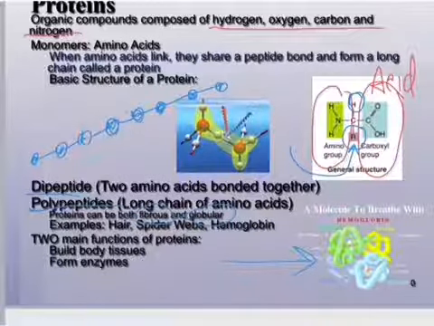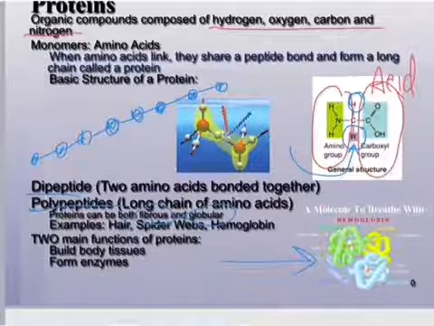The two main functions of proteins are to build your body tissues and to work as enzymes in your body. But proteins probably are the most diverse in function of any of the organic compound groups and really can be used to do many, many things in your body.